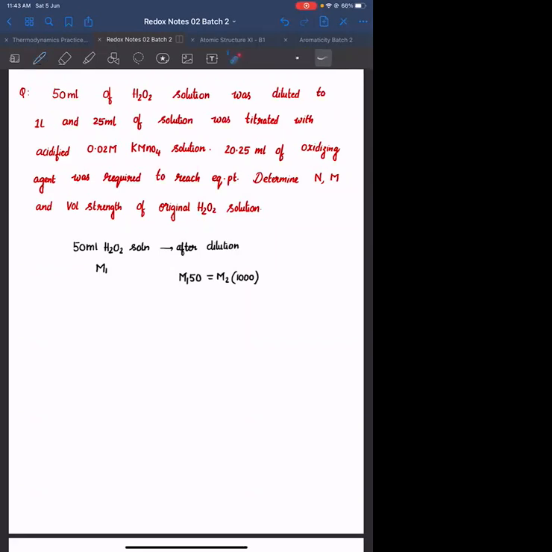The number of moles of H2O2 in this 50 ml solution must be equal to the number of moles of H2O2 in the 1 liter solution, right? Everyone, am I audible? Yes, sir. So what is the molarity of this 1 liter solution? M2 will be equal to 0, 0 cancel hoga. It will be M1 upon 20. ये जो particular M1 upon 20 solution है, I am taking only 25 ml of it.